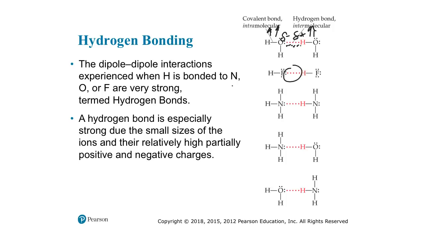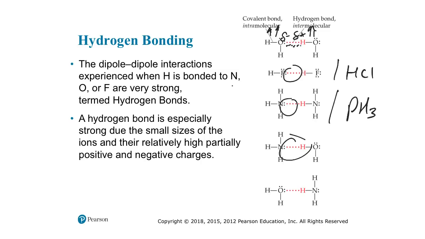So it's likewise similar in terms of HF, and the same thing with NH3. Now, like I said, it doesn't make HF or NH3 particularly higher boiling relative to room temperature, but it does make them much higher boiling than you would expect if you were to compare them to HBr or HCl in the case of HF, or PH3 in the case of NH3. And so the hydrogen bond is especially strong due to the small size of the ions and the relatively high partial positive and negative charges.